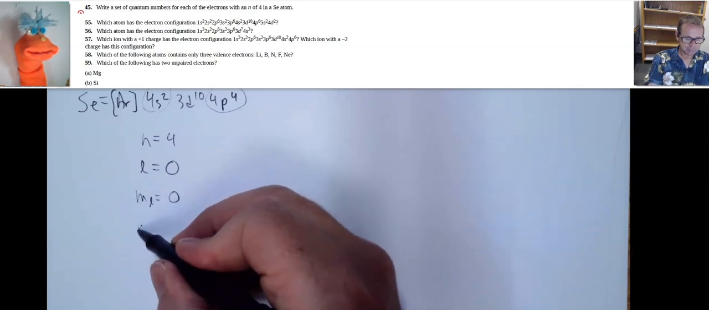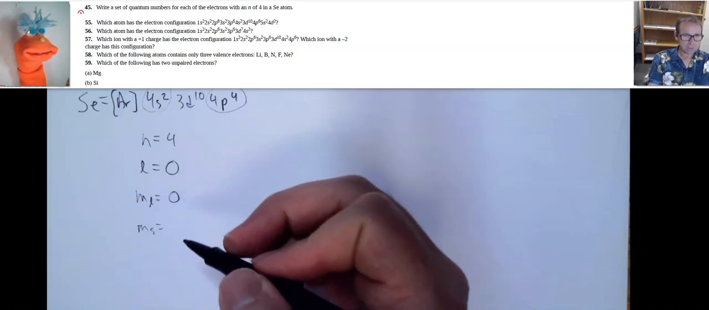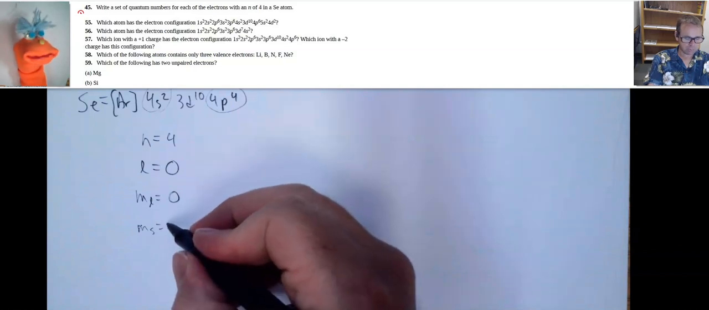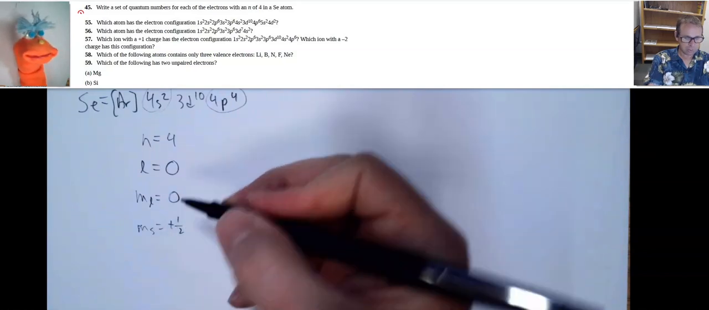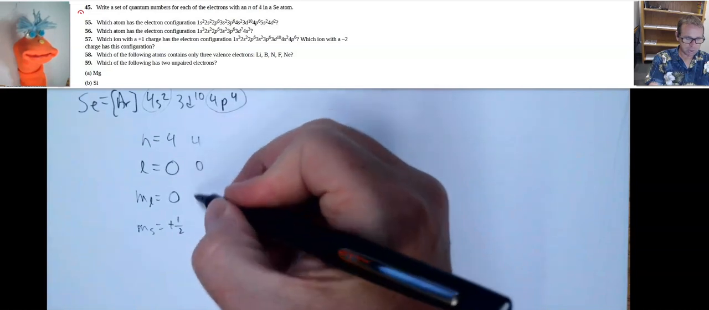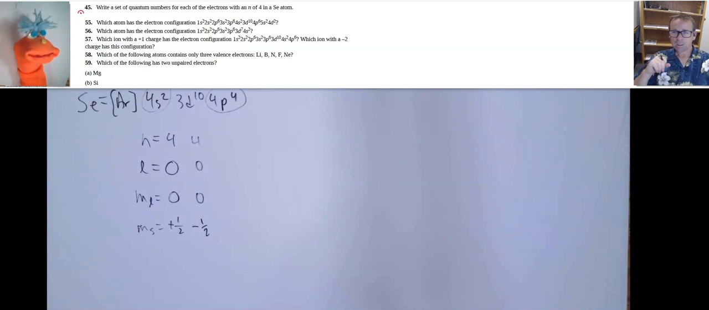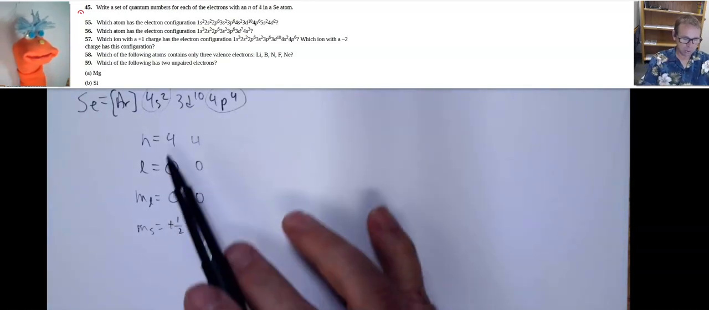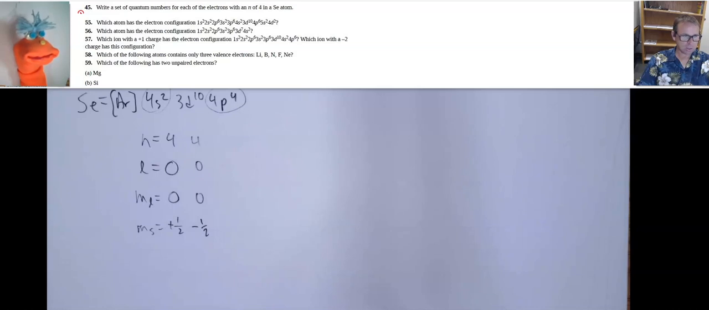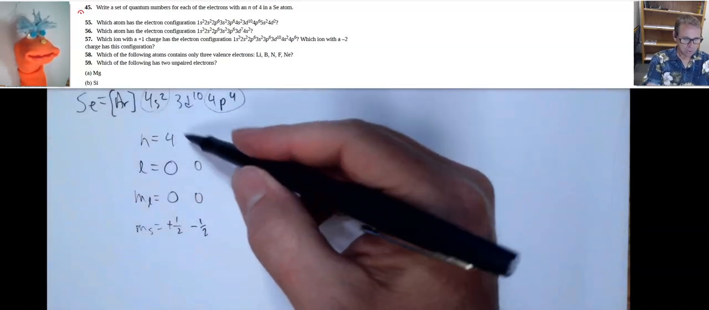And then M sub S, what is it? Oh, it's positive 1/2 or negative 1/2. And we'll just leave it positive 1/2 because the other electron in that orbital is going to have the negative 1/2. No 2 electrons can have the same quantum numbers, right? In one orbital, you're going to have 1 electron with 1 spin and another electron with the 2nd spin. All right, so there's 2 electrons.